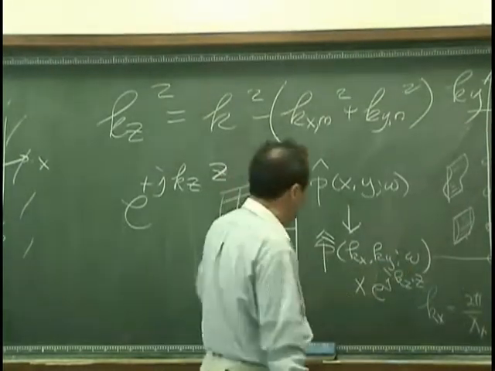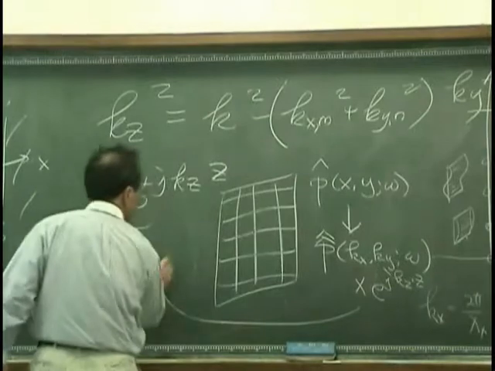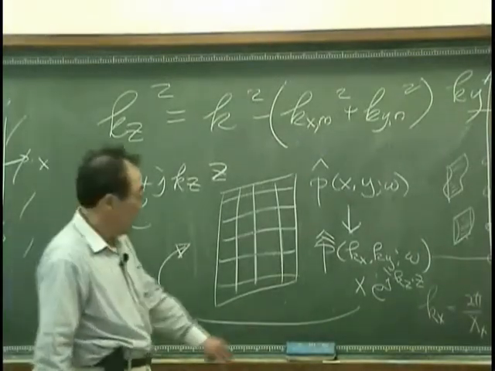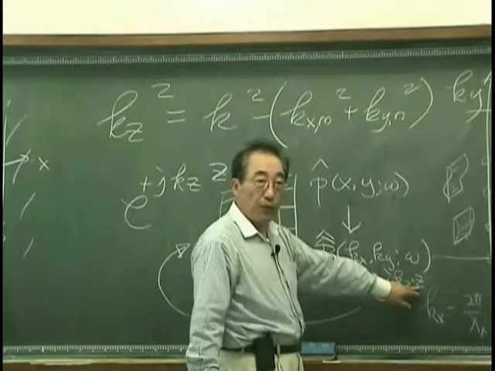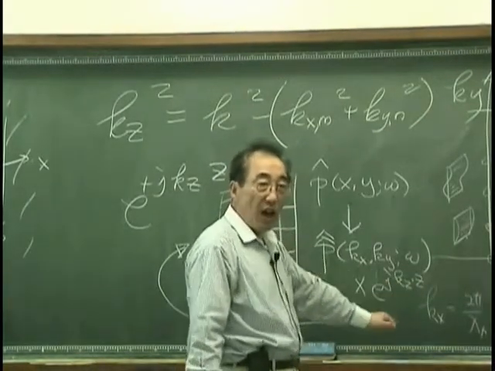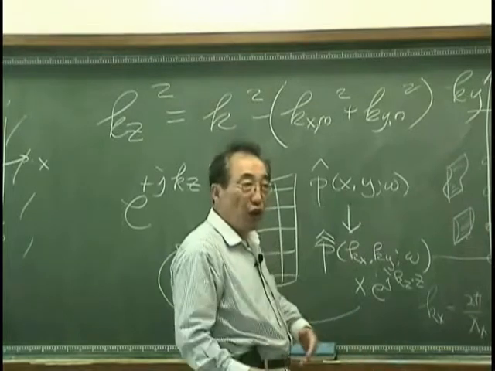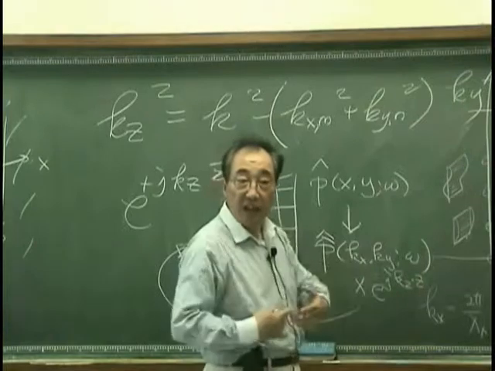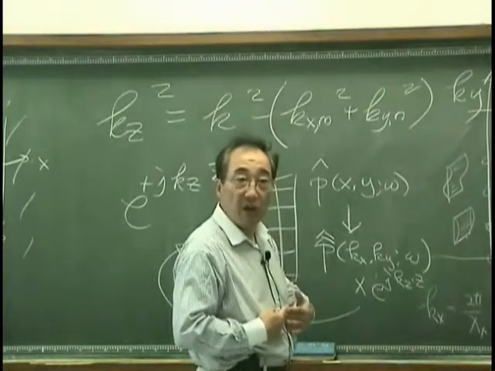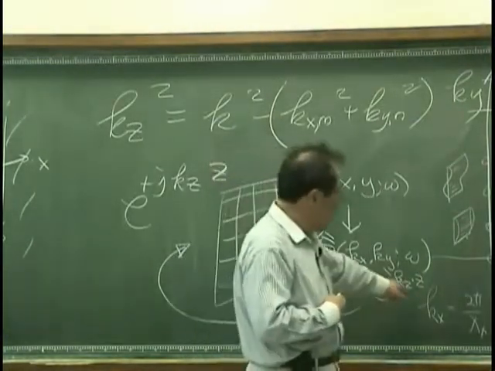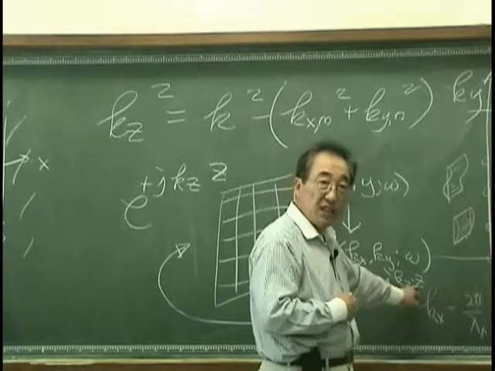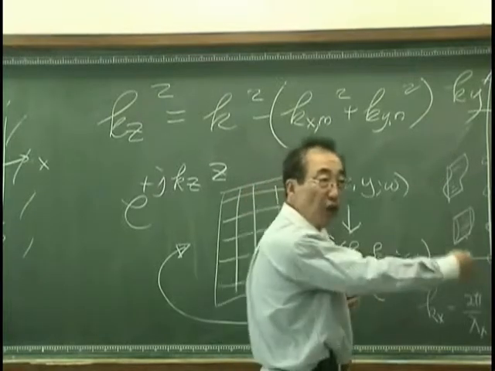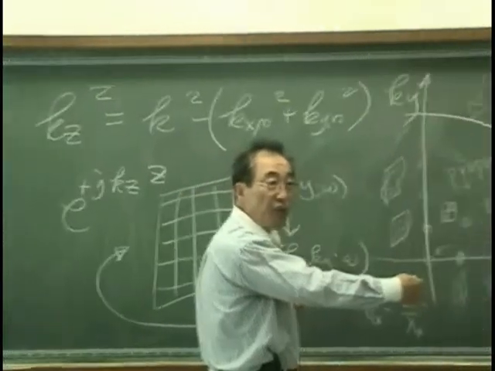And then you back Fourier transform it. Then what you will have? You can obtain the sound distribution on any z. Any z. In this case, z was 0. And by just multiplying e to the k z times z, you will obtain the sound pressure distribution on an unmeasured z.